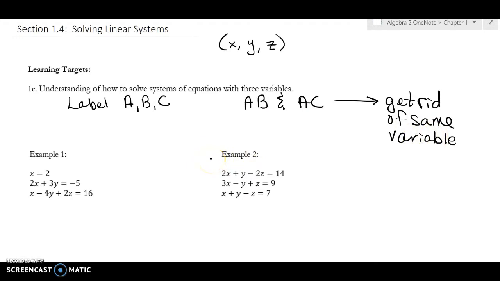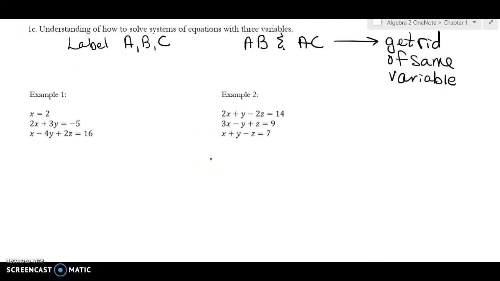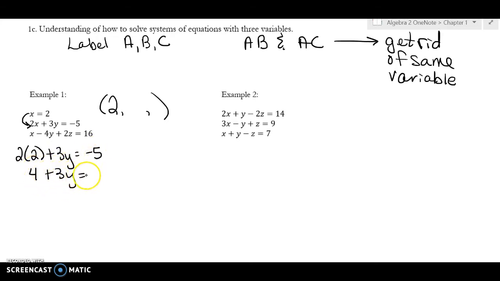All right, so number one's a nice and easy example because I already gave you one of the answers. I gave you x. And so what I'm going to do is plug x into the second equation because then I only have to solve for y. So I get 4 plus 3y is negative 5. I subtract 4 on both sides and I get negative 9. So I get y is negative 3. Now I have two of the answers.